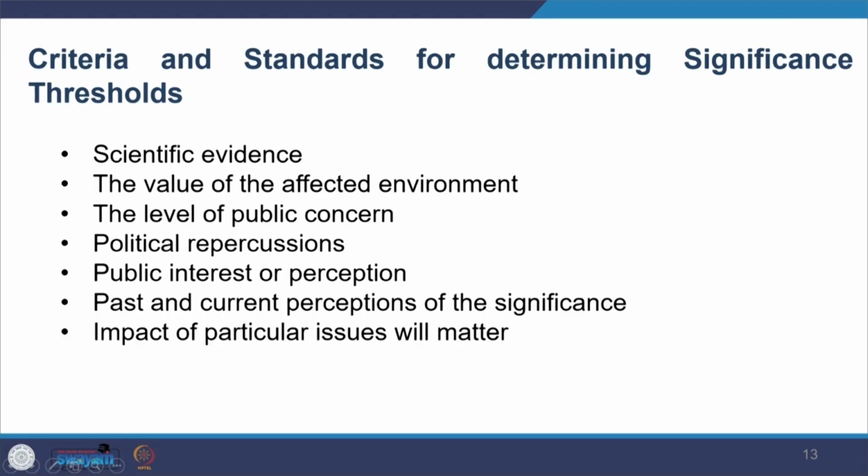environment which is being affected, and then what are the public concerns, what broader concerns are there, and then also the political concerns, and then public interest, and what does the public perceive about certain issues and problems, and then not only current problems, but it would also be affected by the past and the current perception of how significant those impacts are. So all these influences.